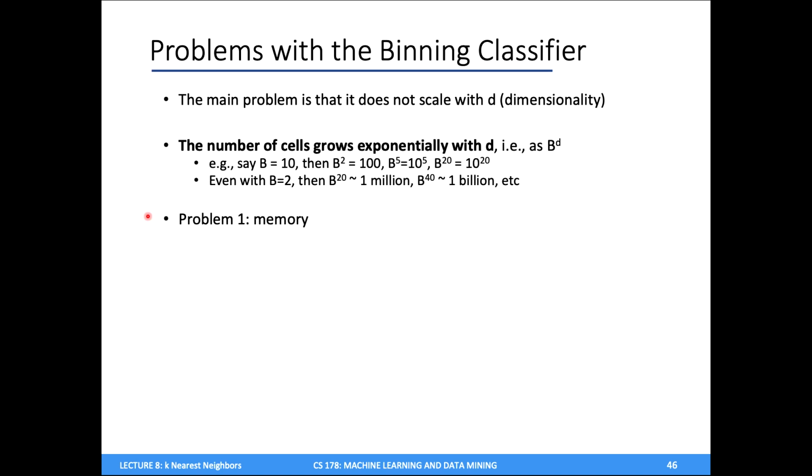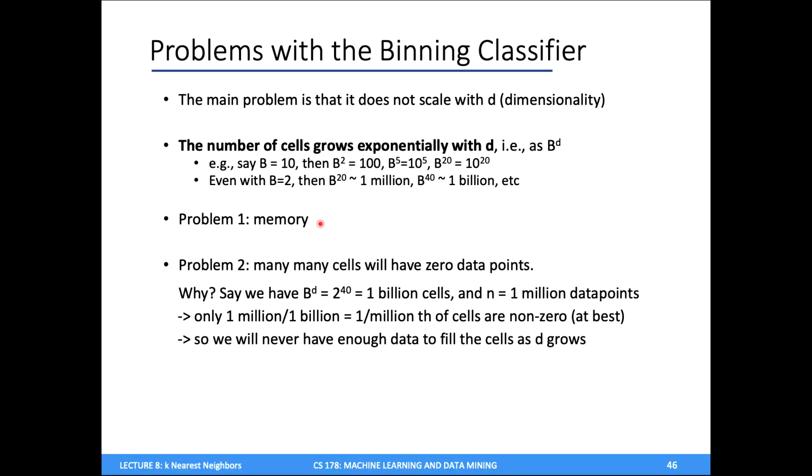So the first problem you run into in high-dimensional problems with lots of features is just memory costs. If we have 1 billion different cells, that requires storing 1 billion different labels, and it's not something we can actually do in practice. But the second problem we'll run into, and this is the density thing that I'm trying to emphasize here, is that most of your cells are going to have no data points in them.